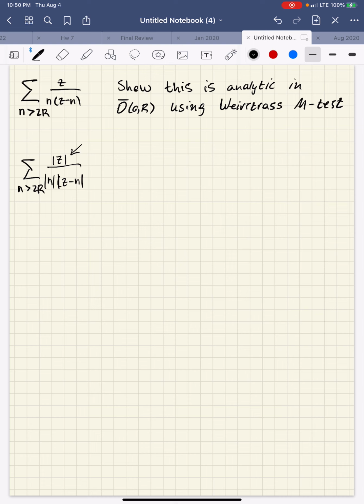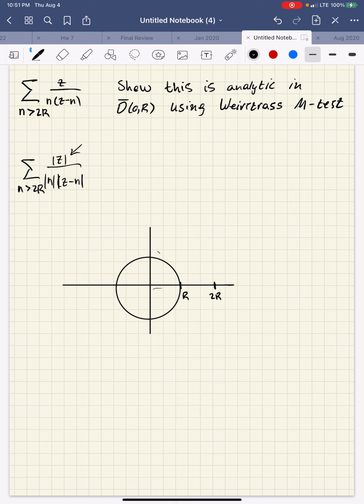First look at the numerator, and let's draw ourselves a little picture as an aid. Here's our complex plane. Let's say this is r. So z lives inside this circle, and then let's say 2r is out here.